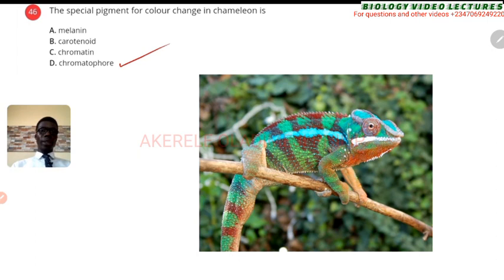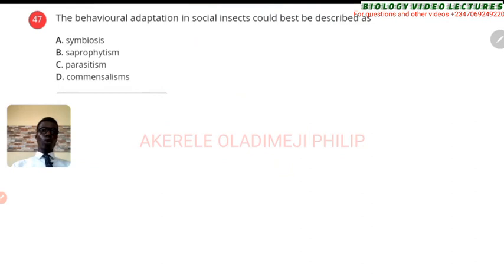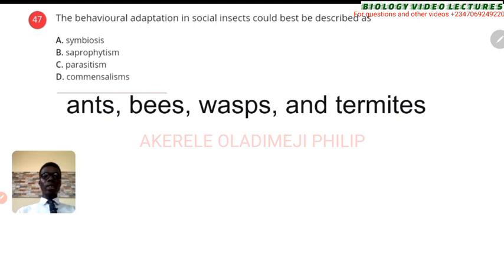The behavioral adaptation in social insects could best be described as, the question is, what are social insects anyway? Social insects are insects in which different members of the same colony perform different functions. Some of them are so different that their structure suits what they are doing. Like in the caste system of termites, the soldier has a big head with jaws to fight, while the worker only works, and the queen only produces eggs. Examples of social insects are ants, bees, wasps, and termites. They work in groups majorly. Aside from division of labor, they work together, and we can call that symbiosis.